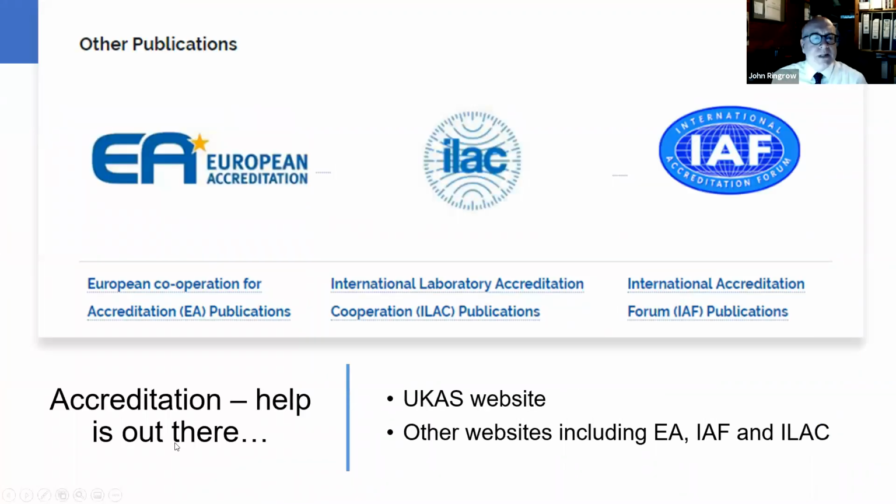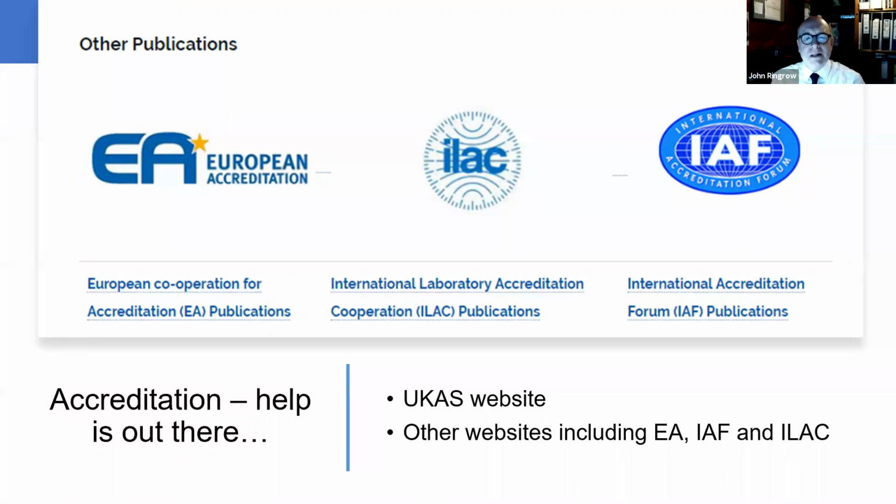So there is other help out there. There's information on some of the other websites, not just the UKAS website, because there are sources in the greater community, or more worldwide in the European community, for accreditation. So this is the website for European accreditation, of which UKAS is a member.